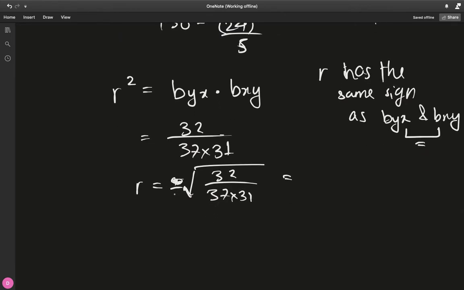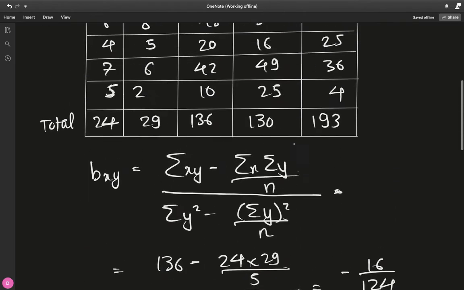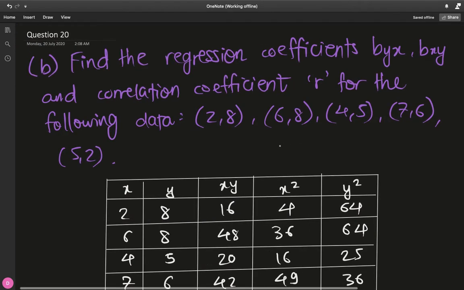So forget the positive, we are going to take the negative branch. So that answer turns out to be negative 0.167029. And I believe that's the end of the question.